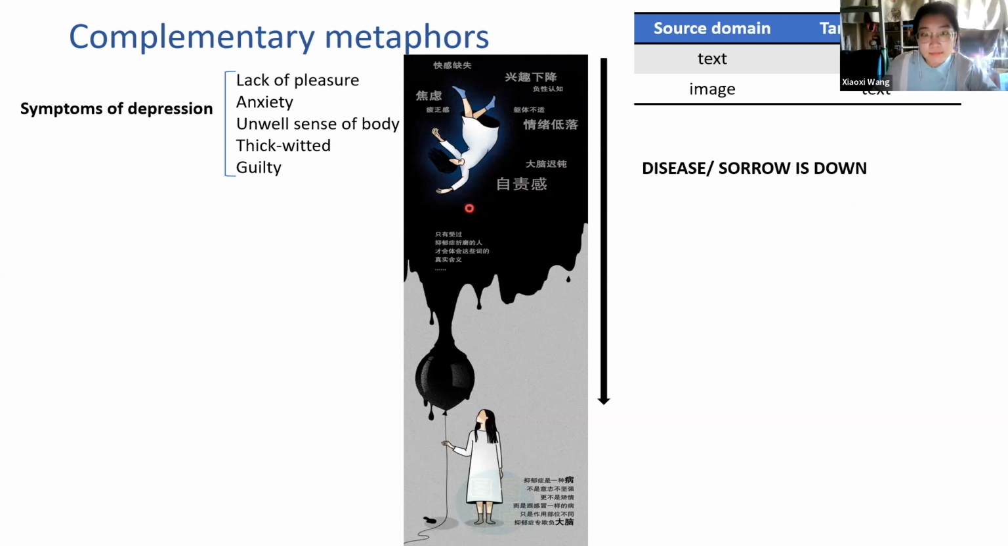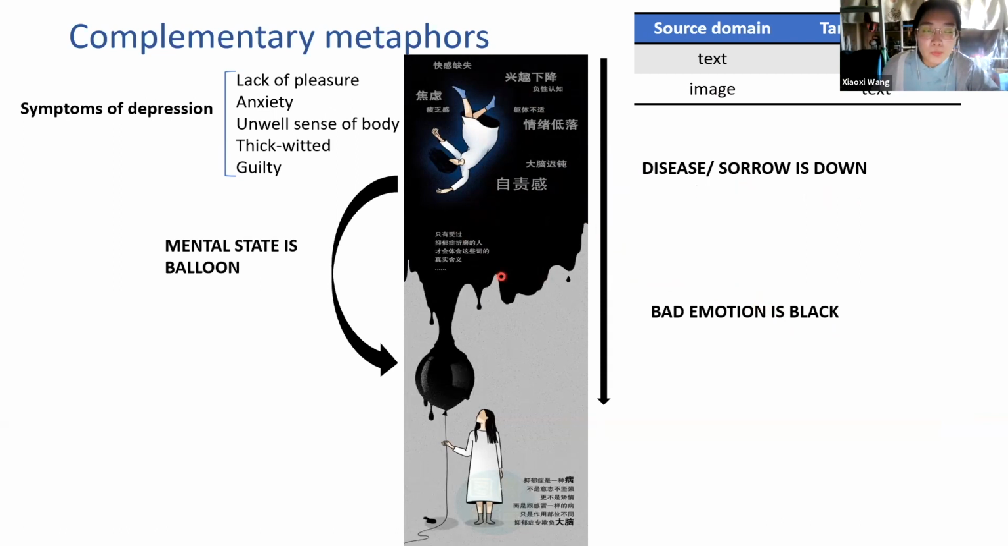And as you can see, the background is black. So another metaphor: emotion or the disease is black. And also, we see that the girl is falling down with those words and becomes a black balloon, so we can actually find some similar traits between the balloon and the girl. That is, they're both fragile. So her mental state is a balloon. Here's another metaphor depicted here.